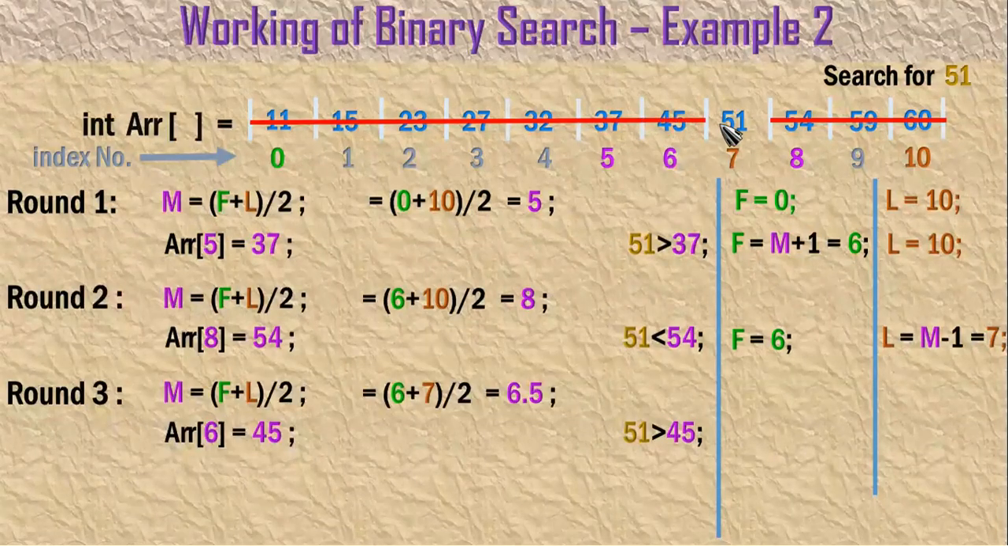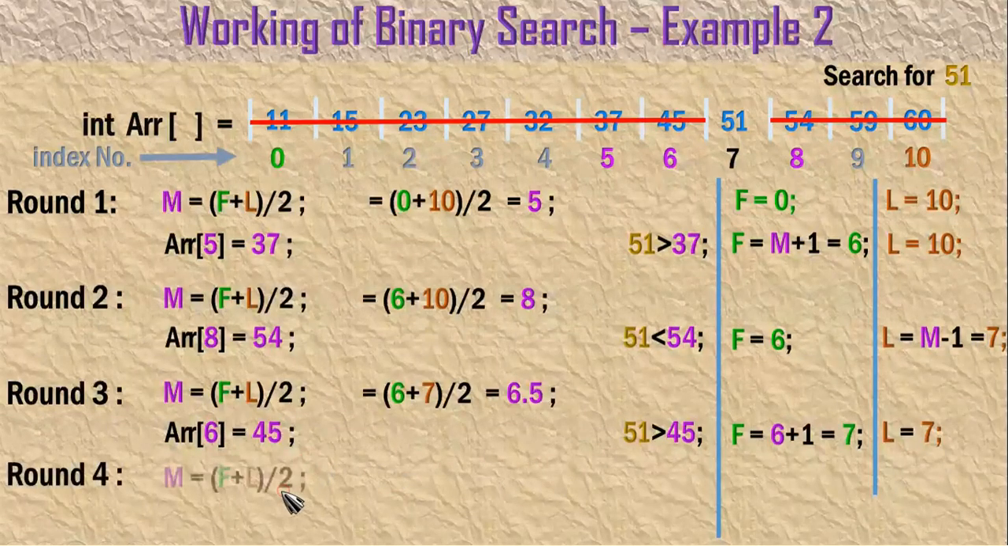The first half we don't need to search. To get the first index, we add middle index plus 1, we get 7. And the last index is also 7. See, now the first index is also 7, the last index is also 7. If the element is not found at this index, then the search will also stop. Let us check.